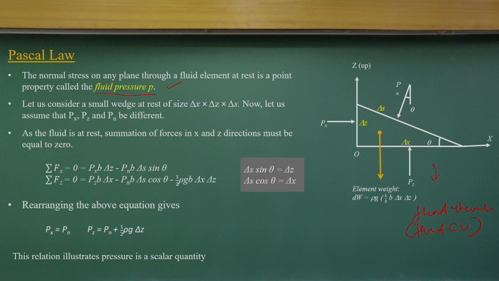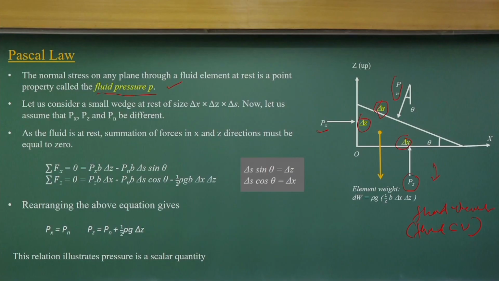I am representing it as a 2-dimensional thing, and I am defining the pressure Px acting on this surface, Pz acting on this surface, and Pn, the normal pressure component acting on this inclined surface, and each side is delta x, delta z and delta s. So, when the fluid is at rest, the sum of the forces acting on this control volume should equal 0.